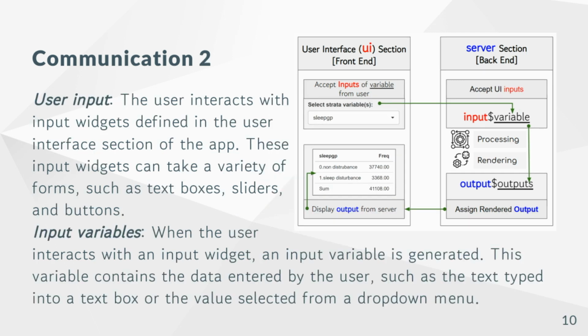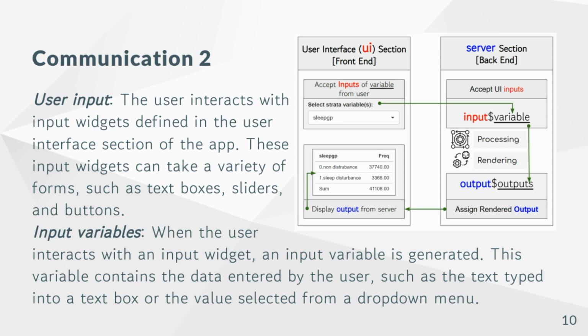User input. The user interacts with input widgets defined in the user interface section of the app. These input widgets can take a variety of forms, such as text boxes, sliders, and buttons. Input variables. When the user interacts with an input widget, an input variable is generated.